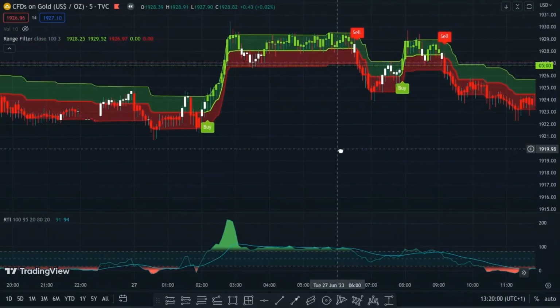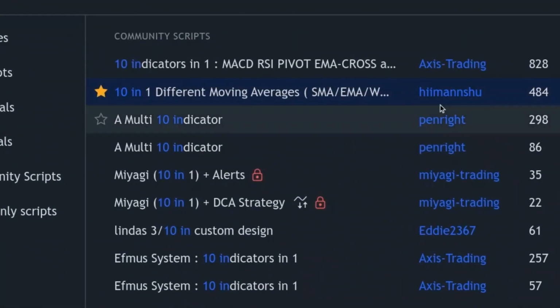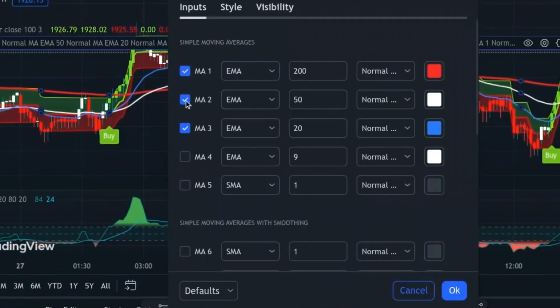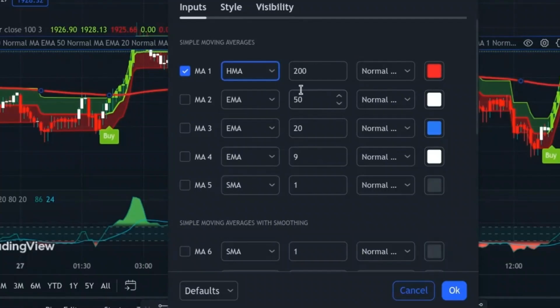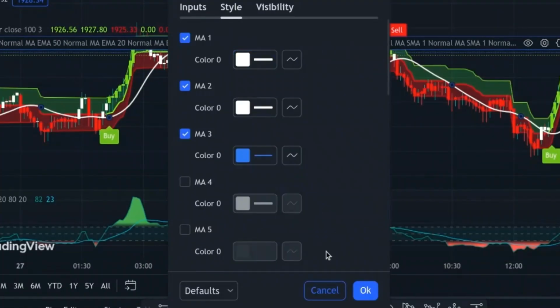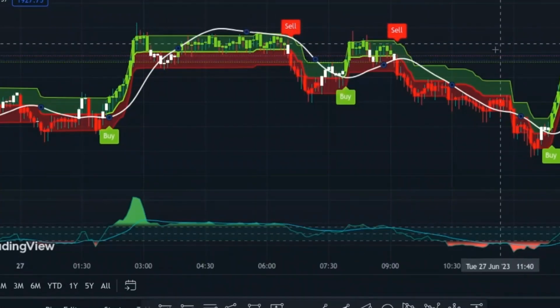Now we choose one more indicator for the best analysis of buy-sell signals. We search the 10 in 1 different moving averages indicator by Himanshu and select it. After that, we change the setting of this indicator, the HMA moving line, to a 60 time period and change the color as you prefer. Now our strategy is ready in the 5 minutes time frame.